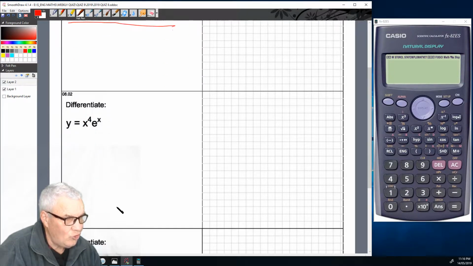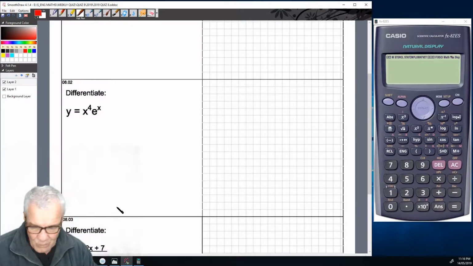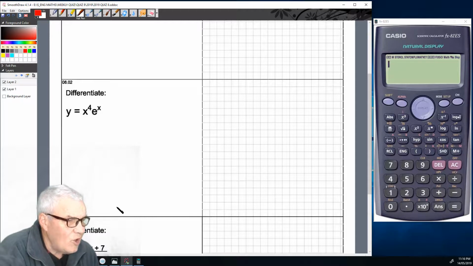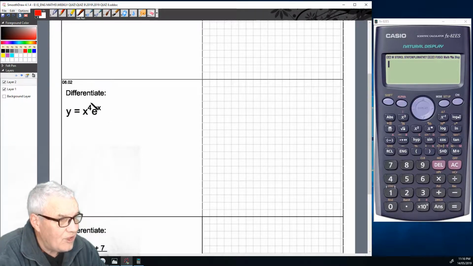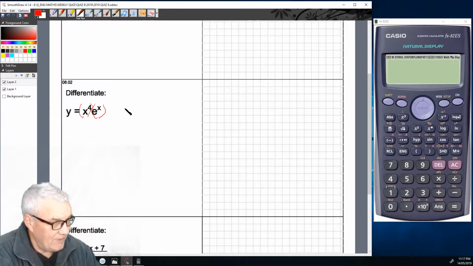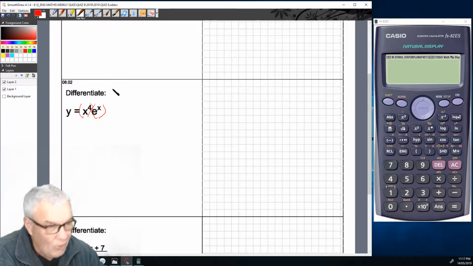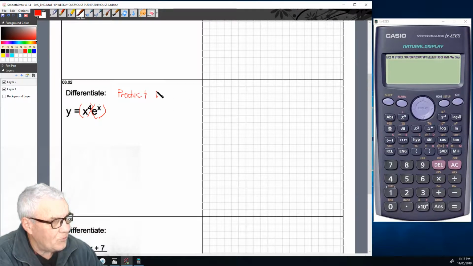Right, question 2. Let's have a look at this. Well, it looks like this is 2 functions multiplied together. We could say it's x to the power of 4 multiplied by e to the power of x. Yep, I think that's correct. So what we've got to use here is what we call the product rule. Product means 2 numbers multiplied together. The product of 4 and 5 is 20. It's just they're multiplied together. So we're going to use the product rule.